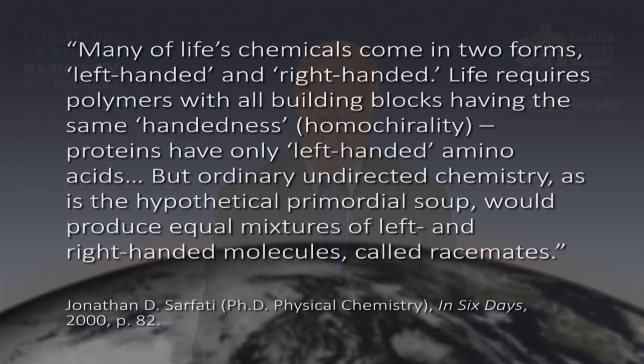Furthermore, Jonathan Sarfati, who has his PhD in physical chemistry, states, many of life's chemicals come in two forms, left-handed and right-handed. Life requires polymers with all building blocks having the same handedness, called homochirality. Proteins have only left-handed amino acids, but ordinary undirected chemistry, as is the hypothetical primordial soup, would produce equal mixtures of left and right-handed molecules called racemates. In other words, the natural tendency is always to bond left and right-handed amino acids. This, folks, is a poison to life.